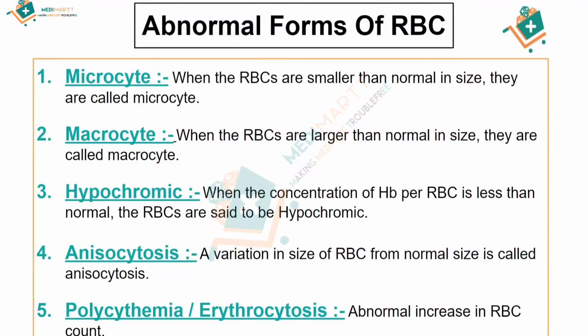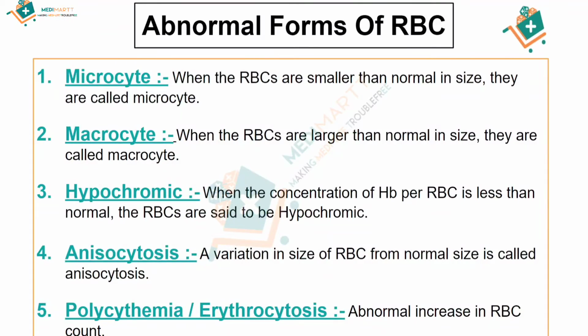Now anisocytosis: a variation in size of RBC from the normal size is called anisocytosis. It means the size of that particular RBC varies. If we can see a variation in the size of the RBCs, that is called anisocytosis.